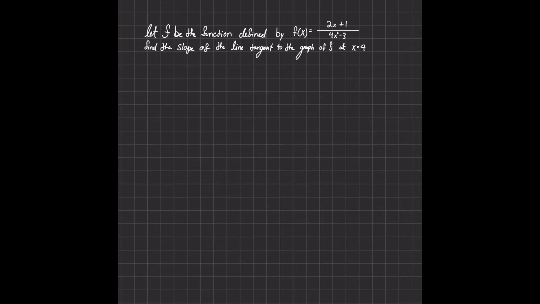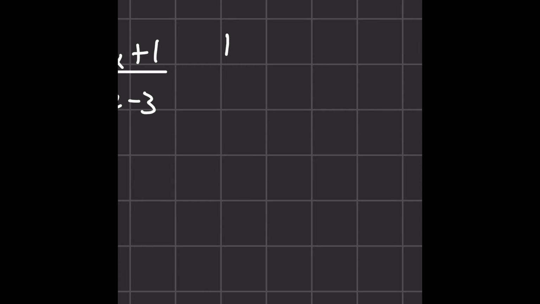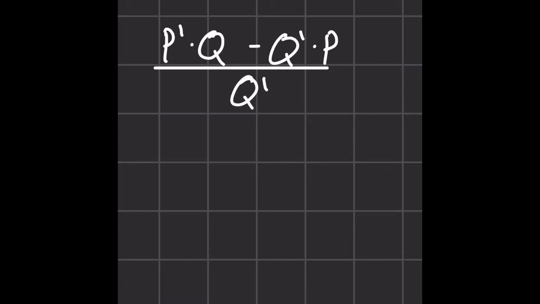So what does this mean? Well, we take the derivative of this function. So we have 2x plus 1 over 4x squared minus 3. Now what? How do we take the derivative of this? If you said quotient rule, you're correct. Quotient rule is p prime times q minus q prime times p over q squared.